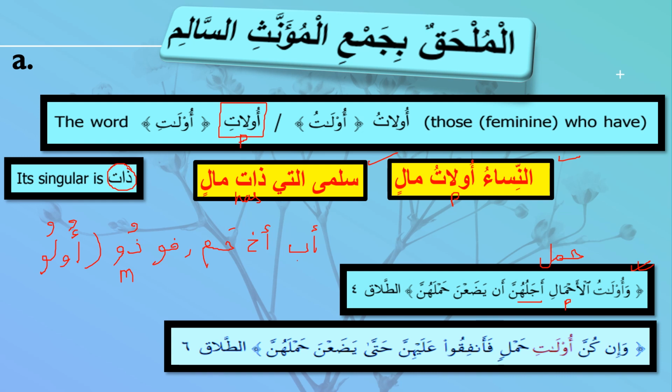There is another ruling from Surah Talaq, wa in kunna ulati hamlin. If a woman is given talaq from her husband, and if she is pregnant, in kunna ulati hamlin, fa anfiqu alayhinna hatta yada'na hamlahunna, you have to spend on them until they deliver. You have to spend on them. So this is the ruling from Surah Talaq. Very nice surah. Now let's do more examples on mulhaq.